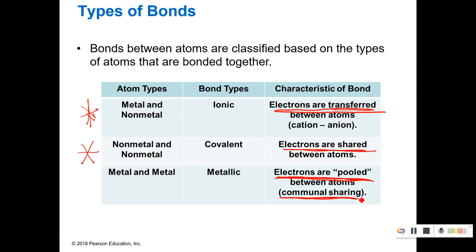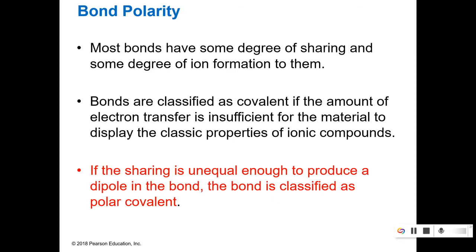And it says down here there's a communal sharing. We like to say these are delocalized electrons. So basically, they're not attached to their specific atom or element anymore. They just get to move around freely in the metallic bonds. So this is why metals are such great conductors and why they're able to be shaped easily, because the electrons are just moving around.